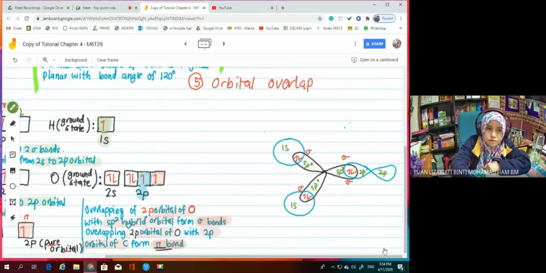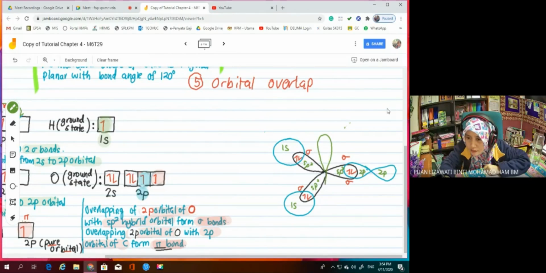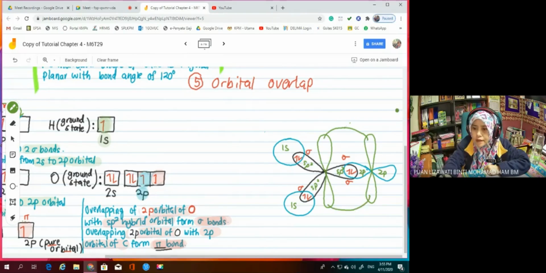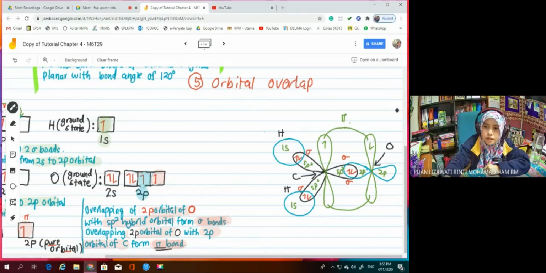Now we want to draw the pi bond. 2px overlaps with 2px. Then you have to label pi. And don't forget to draw the spin up and spin down. And finally, label the atoms. Hydrogen. This is carbon. This is oxygen. And one more thing we have to label here is 2p. Okay, so we have done.